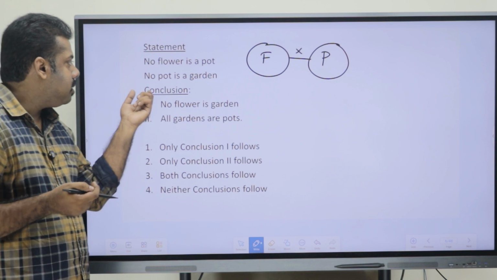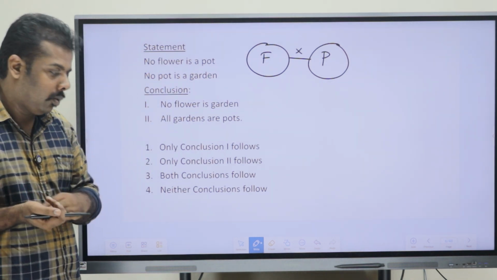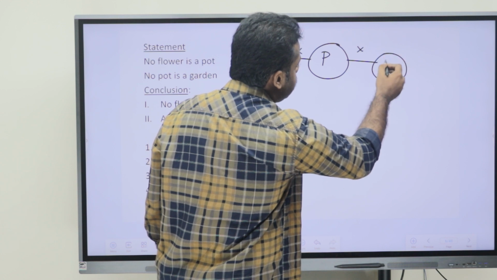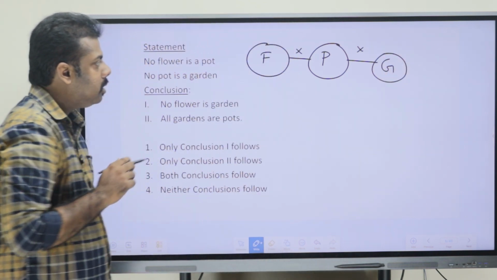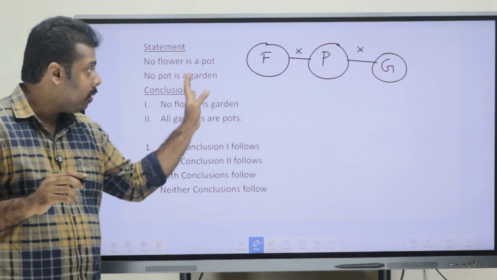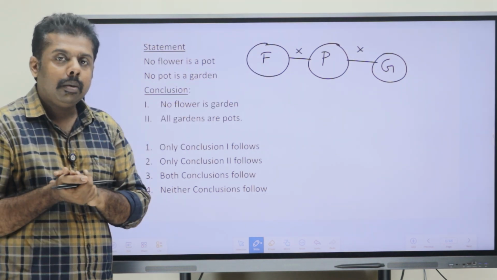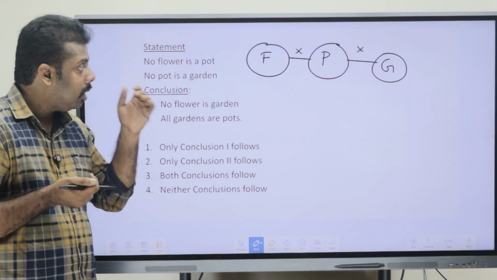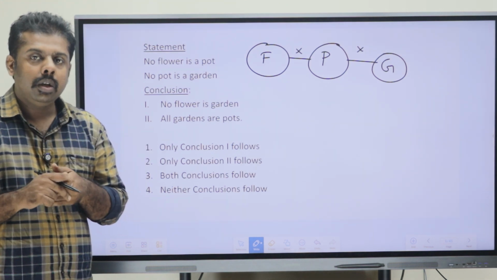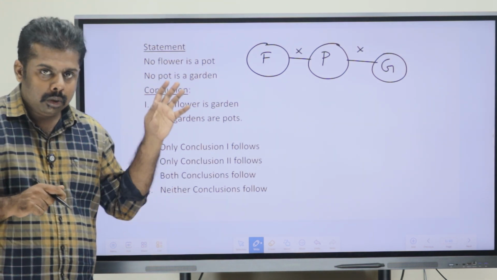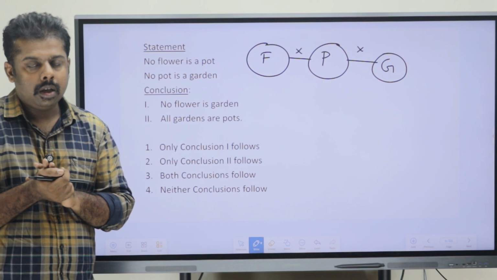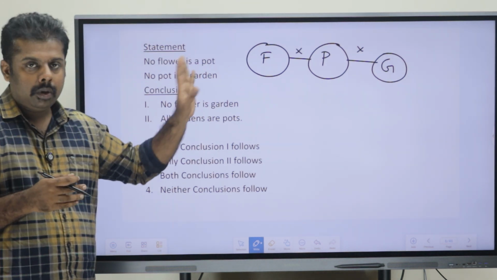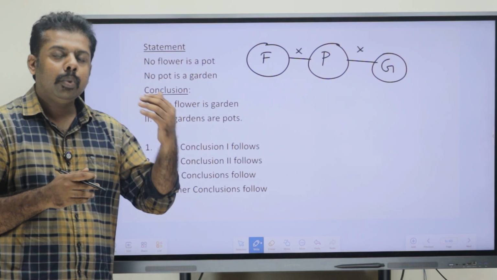Now the second statement says, no pot is a garden. What does it mean? Pot and garden don't have a relation. So this is how we are going to connect the statements according to the Venn diagram. I hope you got the first part, because drawing this Venn diagram is very crucial. Only then will you be able to solve the questions correctly. So the first part of the question is done. We have drawn the Venn diagram according to the statements. Now we can move to the conclusions.